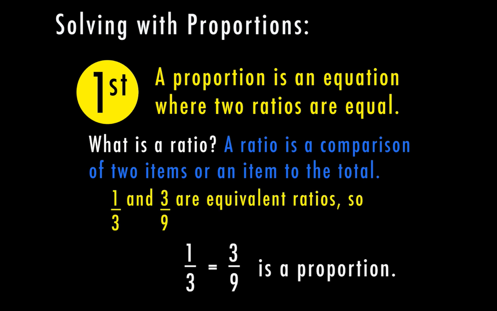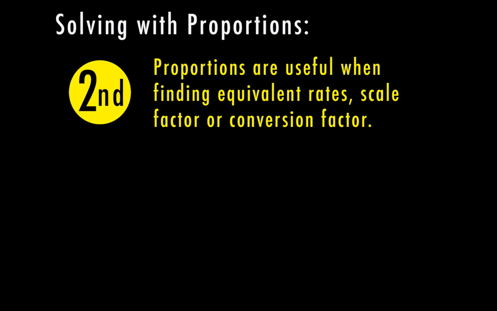So for example, if we were talking about cats to dogs, we could say that there's one cat for every 3 dogs. So our ratio would be 1 to 3. And 3 to 9 is an equivalent ratio, so I can write my proportion as 1 over 3 equals 3 over 9. This is a proportion because I have two equal ratios. Now, proportions are useful when we're finding equivalent rates, scale factor, or conversion factor.